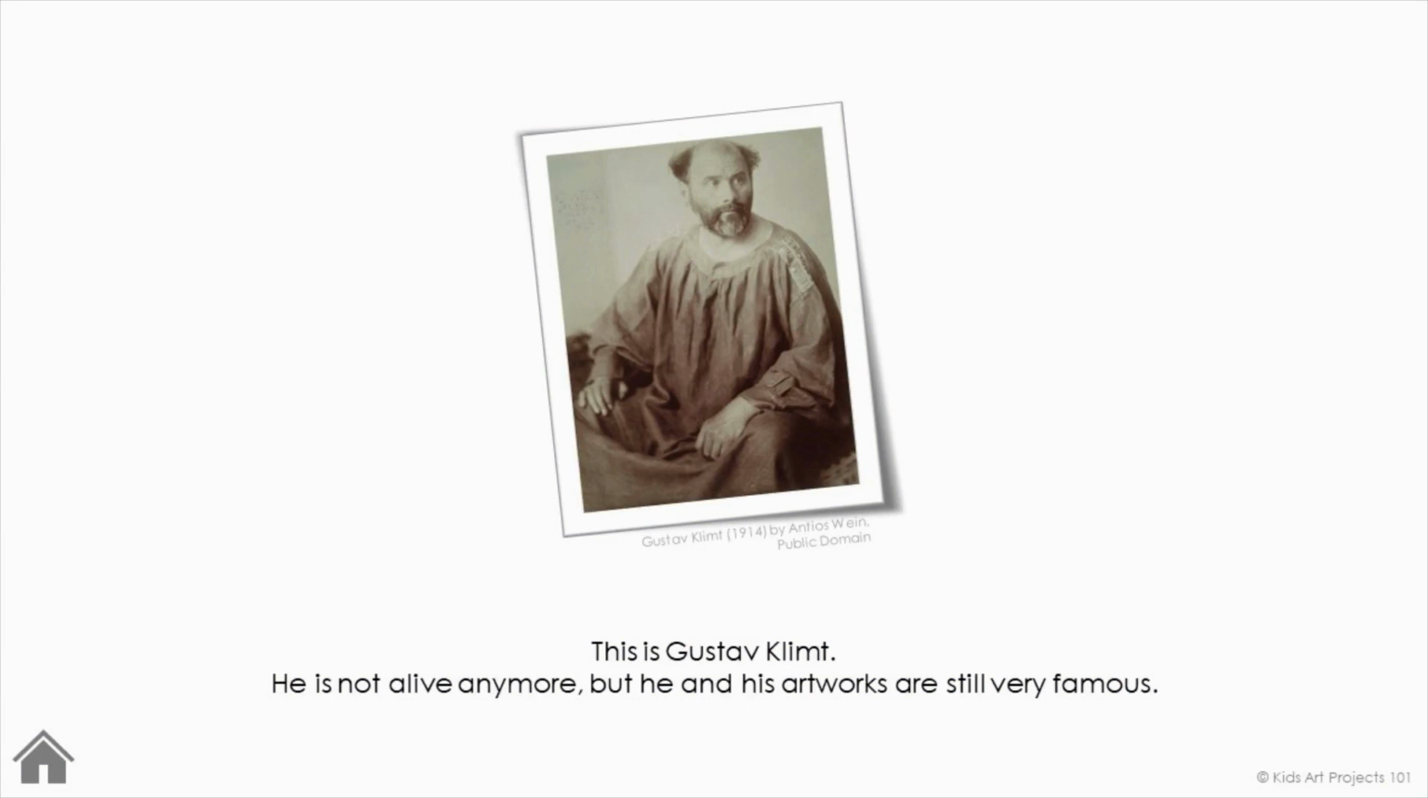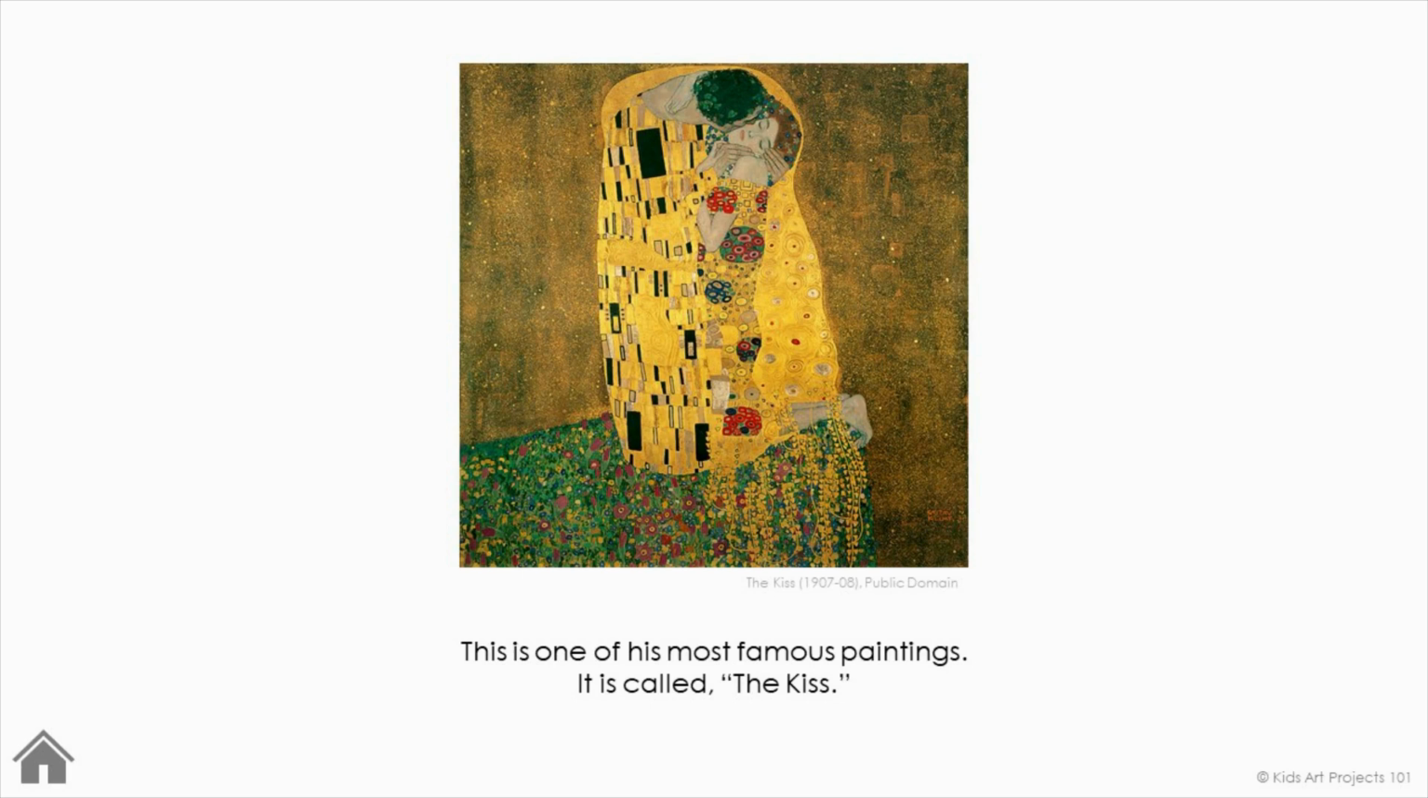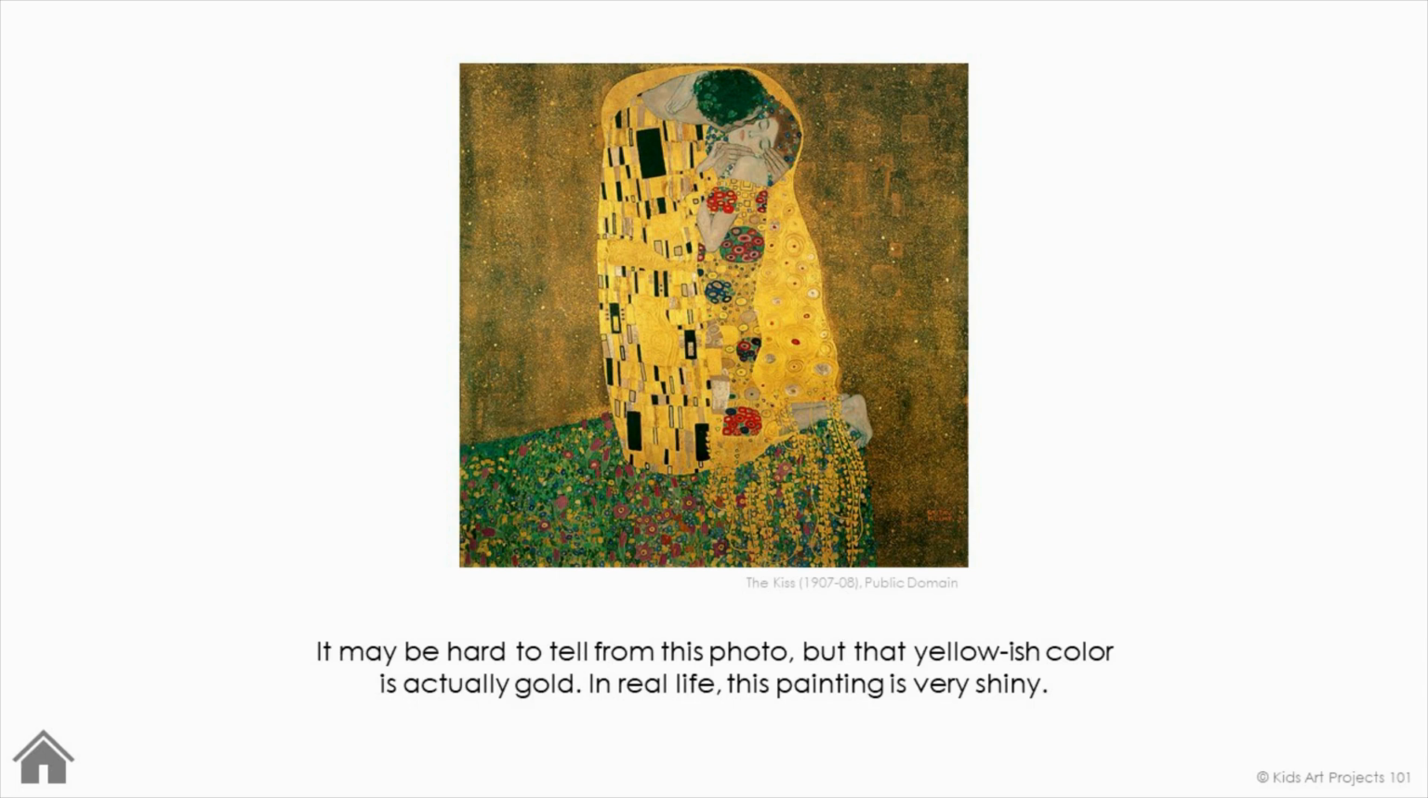This is Gustav Klimt. He's not alive anymore, but he and his artworks are still very famous. This is one of his most famous paintings. It is called The Kiss. It may be hard to tell from this photo, but that yellowish color is actually gold. In real life, this painting is very shiny.